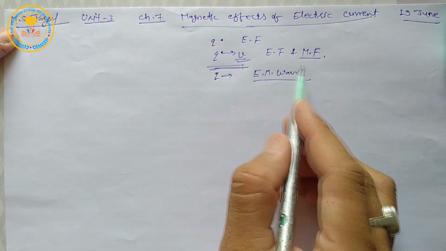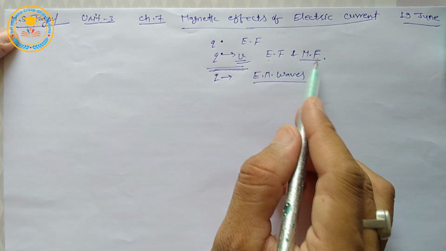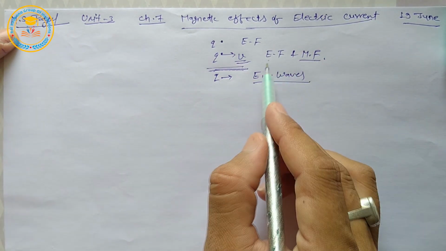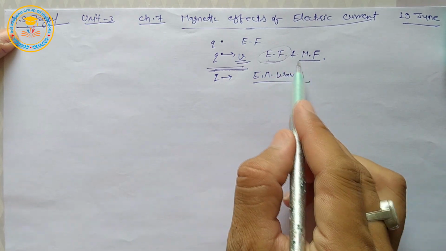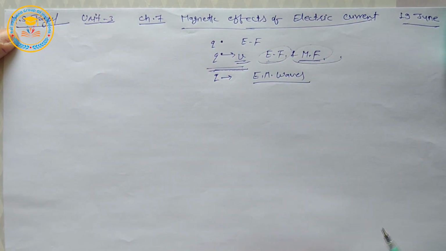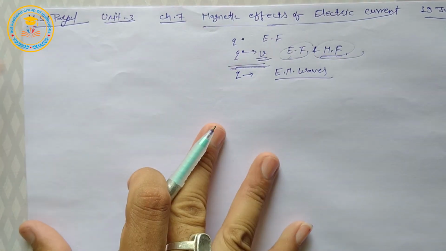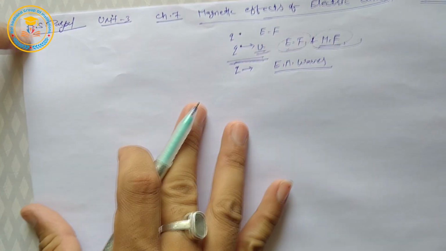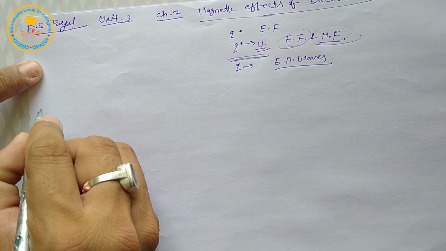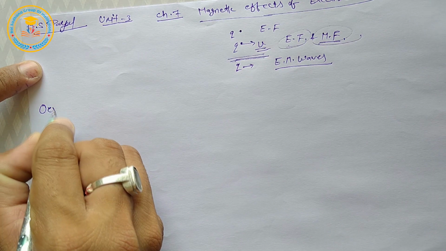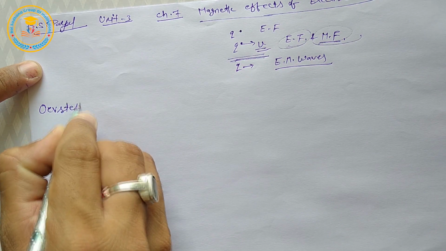Okay, so in this chapter we study a movable charge with constant velocity. This charge produces an electric field and a magnetic field. So in the absence of electric field we study the magnetic field. Okay, for this our first experiment is the Oersted experiment.